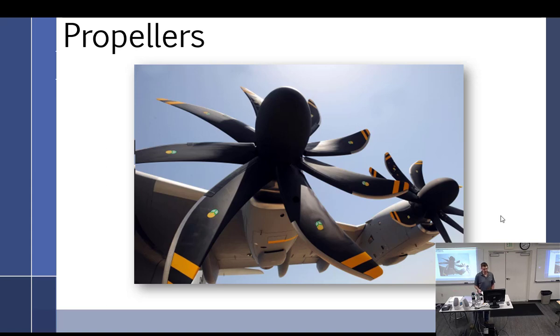All right, propellers. I put this picture up there just because it's an awesome looking picture. I want to start propellers with a quote from Orville Wright, famous bicycle guy. And Orville said this about propellers.